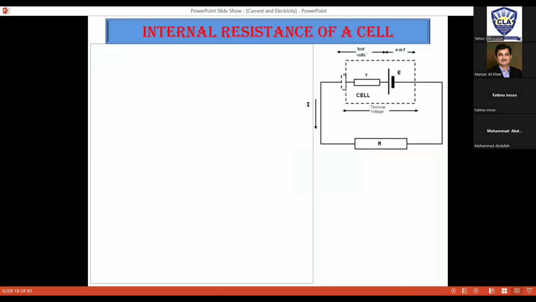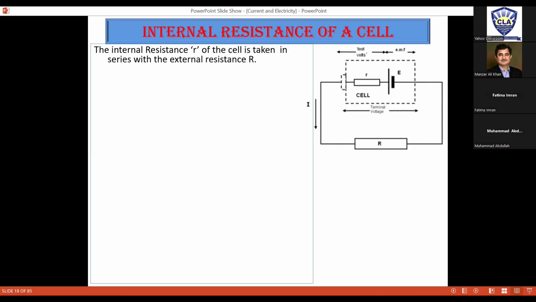Next is the application of resistors in series, the internal resistance. इससे पहले हमने इंटरनल रेजिस्टेंस की बात नहीं की थी. Here we are talking about internal resistance. Basically, it is a resistance inside the cell. And it is taken in series with external resistance.